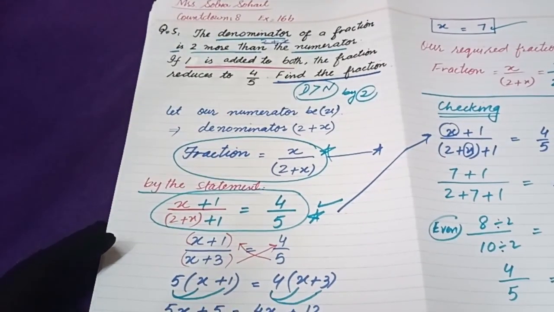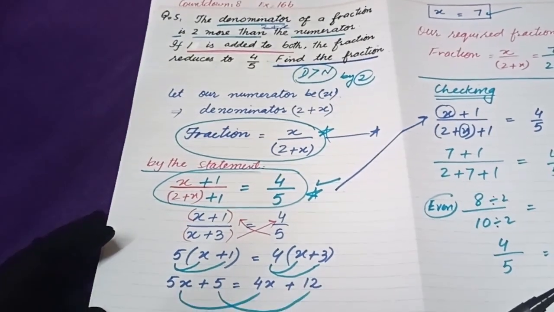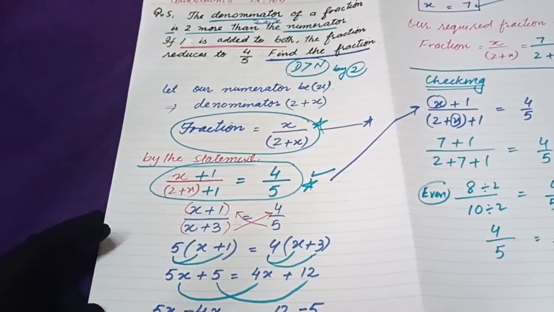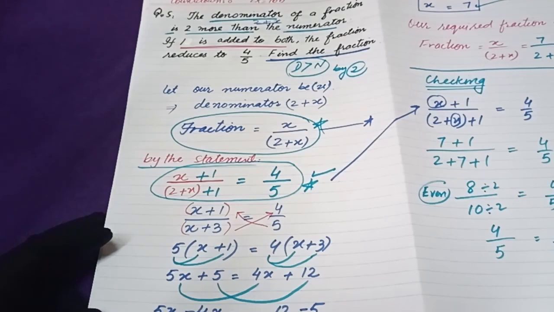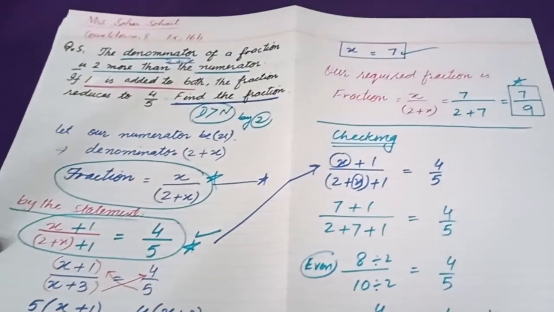Now we will collect the like terms together because this equation is in linear form. We bring the terms with x on one side. When you shift the 4x to the other side of equality, it will transpose as negative 4x, and 5 is shifted as negative 5. Now 5x minus 4x is 1x, and 12 minus 5 is 7.